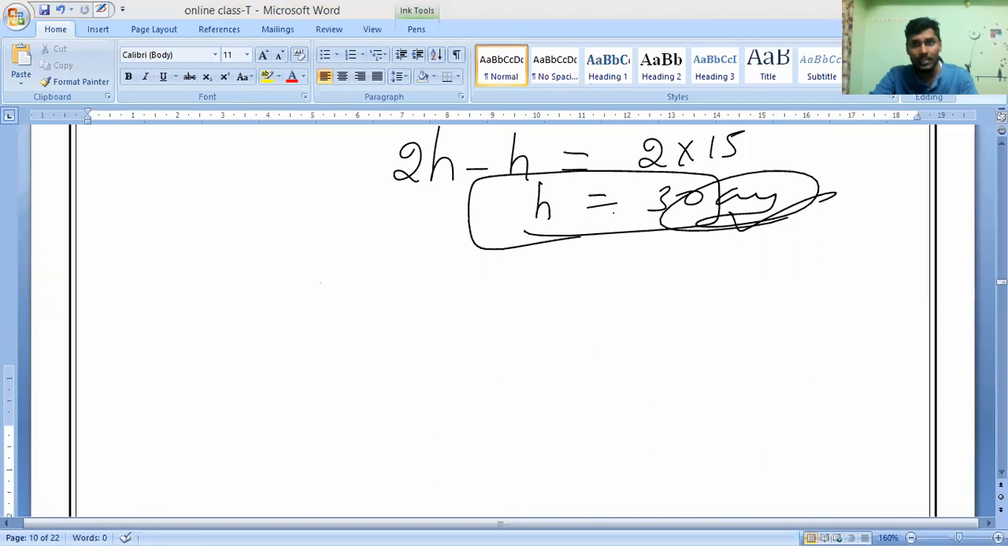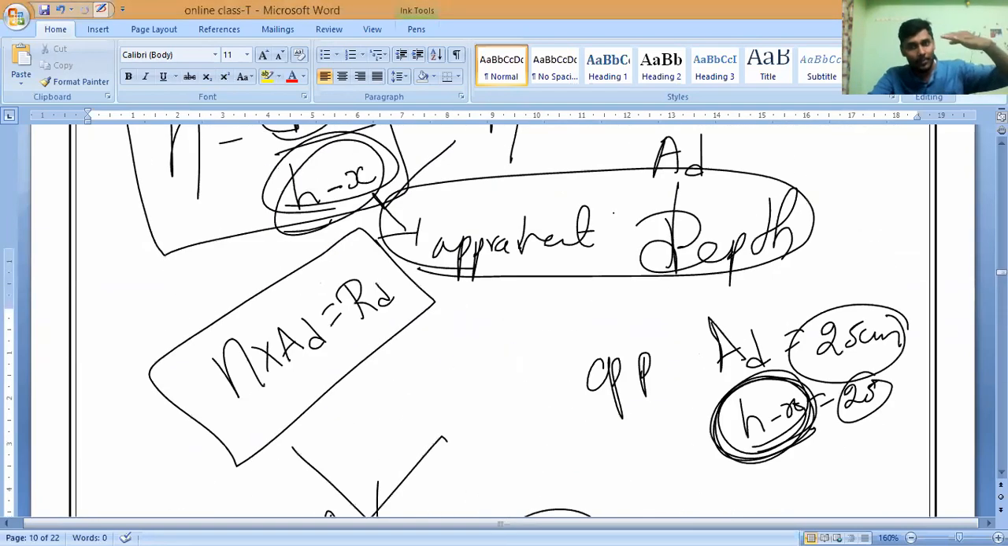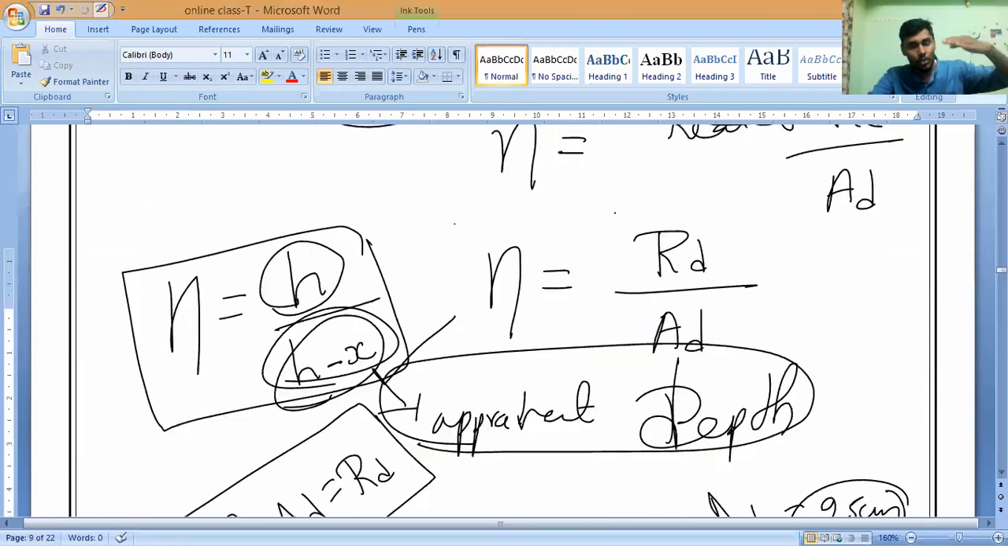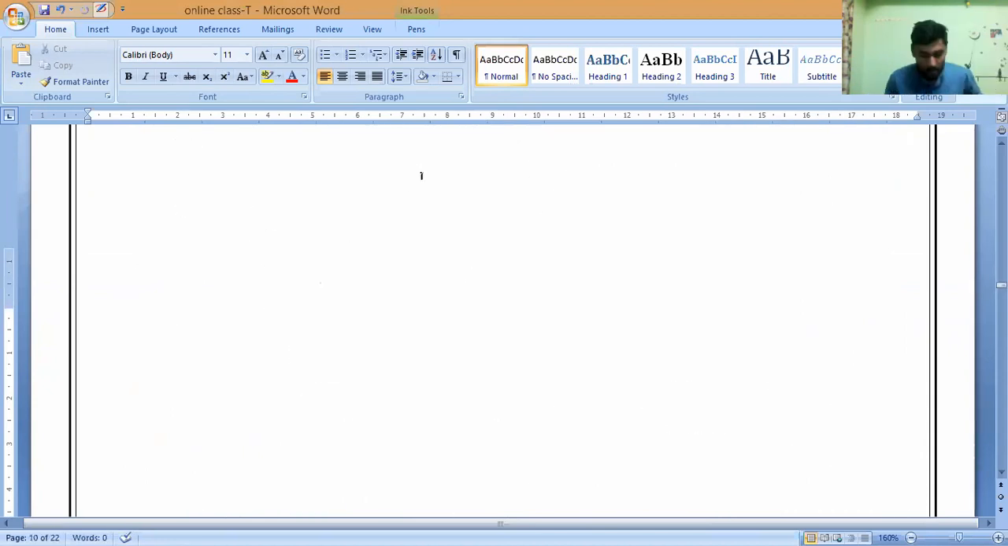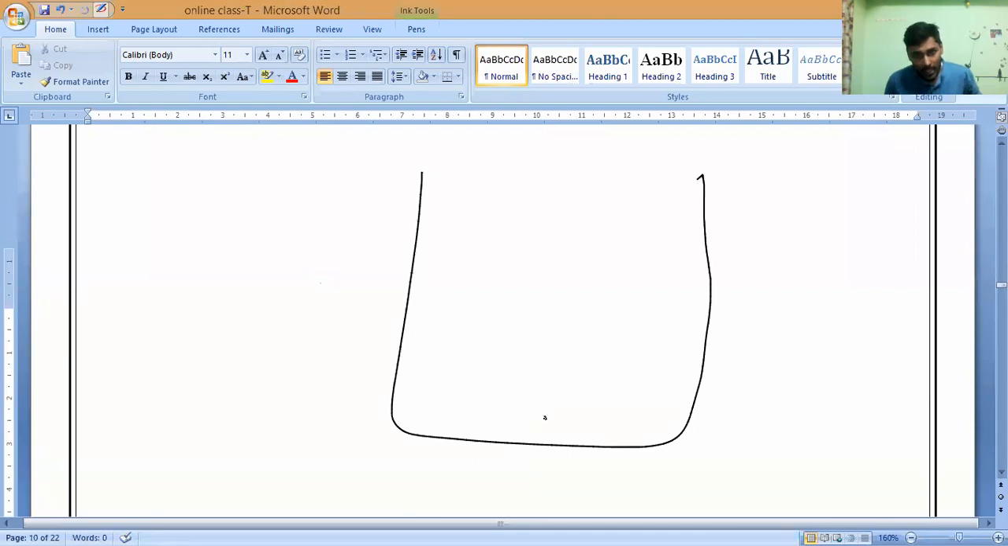x indicates vertical shift, right? Usually in swimming pools, the original depth is 3 meters, but it appears to rise a little bit, correct? So the original depth minus the rising depth is called the vertical shift. I will say it once again. Suppose this is the tub, and a coin is placed here, but our image appears to be here. Is it yes or no?